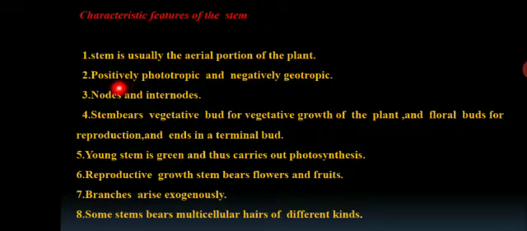Next one is positively phototrophic and negatively geotrophic. What is the meaning of positively phototrophic? The stem depends on the sun, that is called phototrophic. Especially the stem grows upward, that condition is called positively phototrophic.